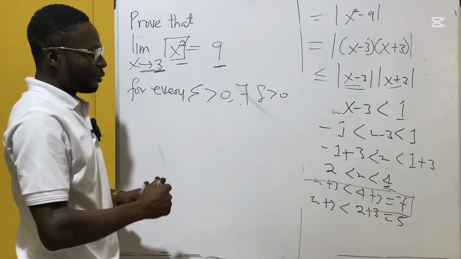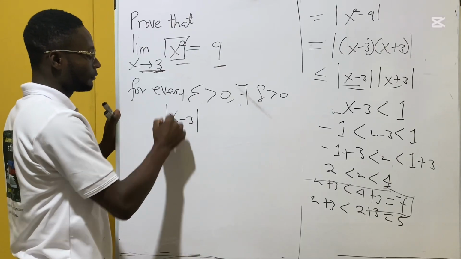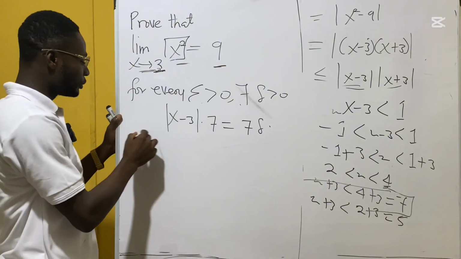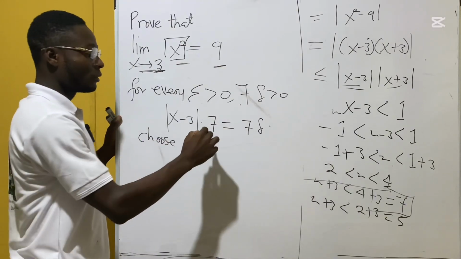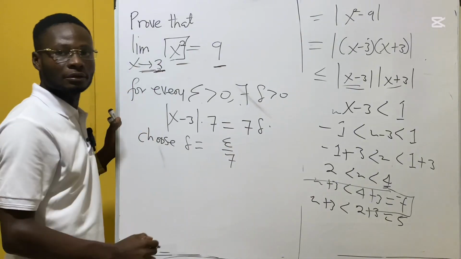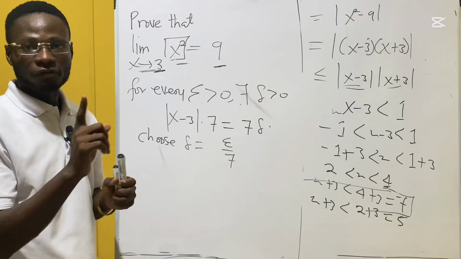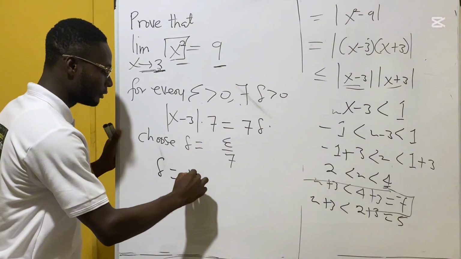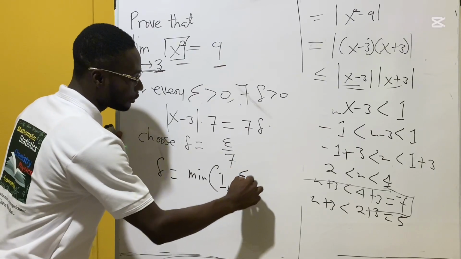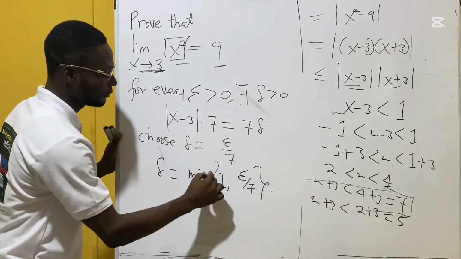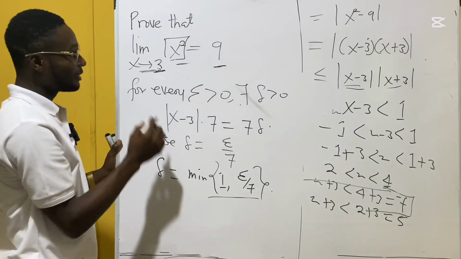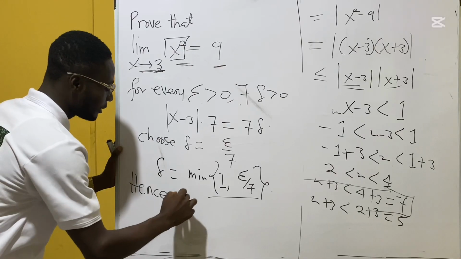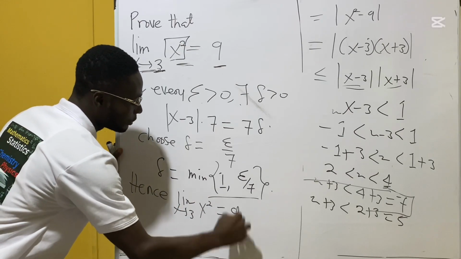So we come here, we have x minus 3 times 7, and that's equal to 7 delta. So here we choose delta to be equal to epsilon over 7. Now, we have to consider a minimum of 1 and also this value for delta. So we consider the minimum of 1 and epsilon over 7. With this, we can conclude that this has proven our problem. So hence, the limit as s approaches 3 of s squared is equal to 9.